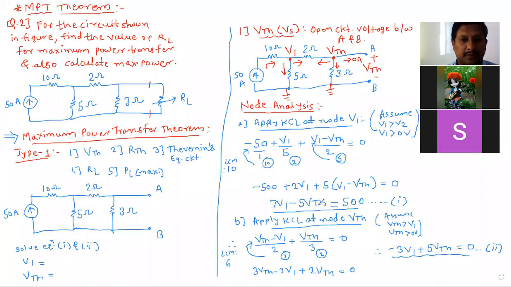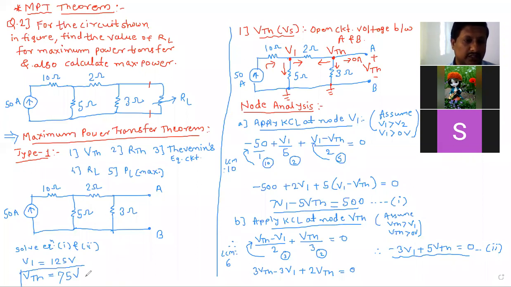Addition जरी केली, कारण इथं minus 5 VTH आहे, इथं plus 5 VTH आहे. VTH cancel होतो. 7 आणि minus 3 म्हणजे 4. 500 divided by 4 म्हणजे 125. V1 is 125. ते का बघा. Yes, sir. ओके, मग V1 125 पुट करा कुठल्या पण एका इक्वेशन मध्ये. VTH किती येईल बघा. 75. Yes, VTH is 75 volt.